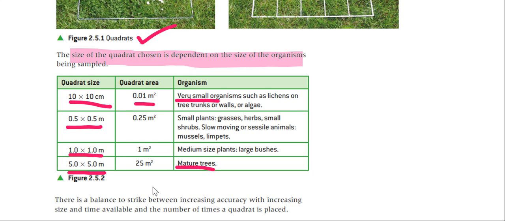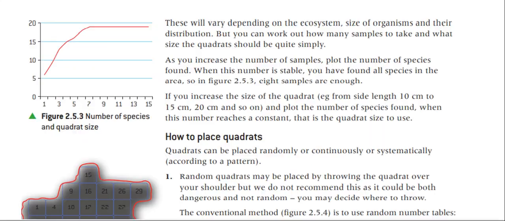Of course you need to strike a balance between increasing accuracy with increasing size, the time available, and the number of species that are available in the quadrat that has been placed. It has to be very accurate. Guys, moving forward, I'll try to go a little slow because now this is going to be really deep. When you are looking at the size of an organism, the ecosystem, their abundance and distribution, you have to work out these samples and how you would do that, and what size would be the simplest, easiest and most accurate way for your sampling, for your task or your research.